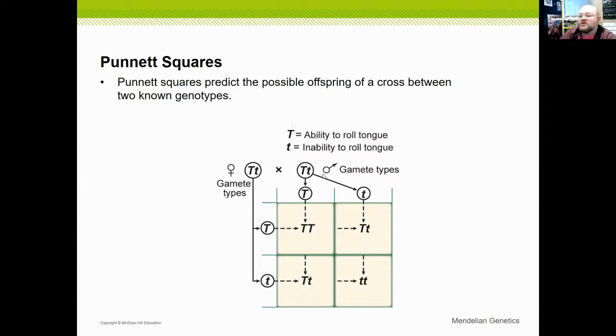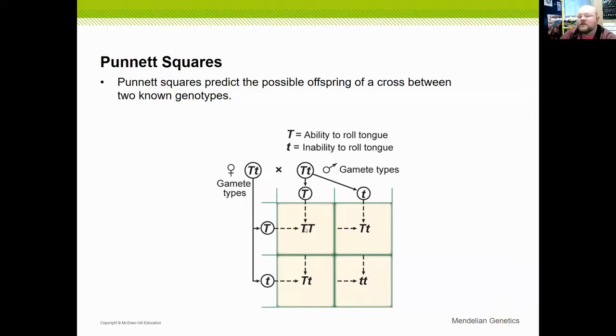And we're going to cross two heterozygous individuals on the top of the box and on the left side of the box. And basically you cross multiply and put the results inside the box. So big T times big T, you get two big T's. Big T times little t, you get big T, little t. Big T times little t, you get big T, little t. And little t times little t, you get little t, little t.